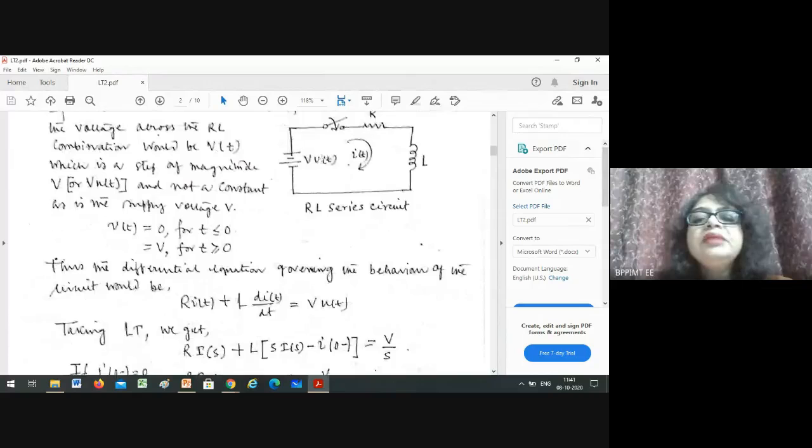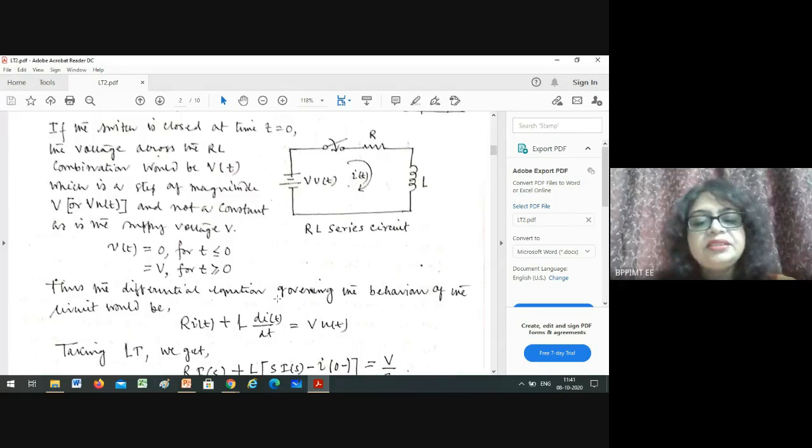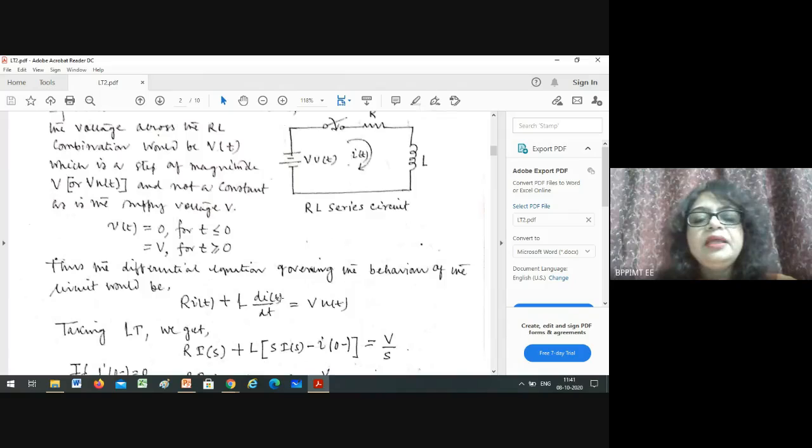Now what will be the differential equation here? R i(t) plus L di/dt equals V u(t). Plain and simple, because across L the drop will be L di/dt, and across R it will be R i(t). So applying KVL, this is the formula.